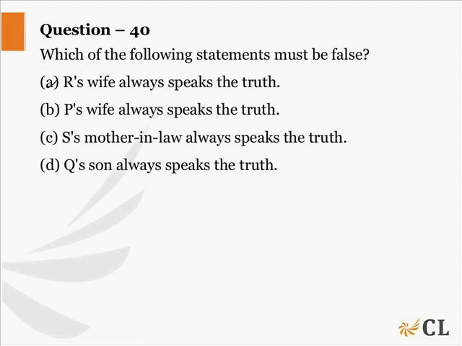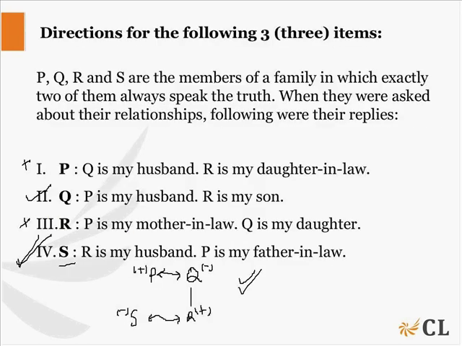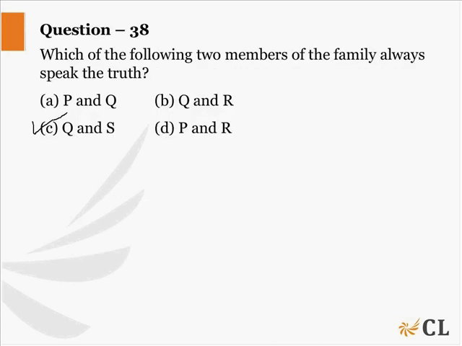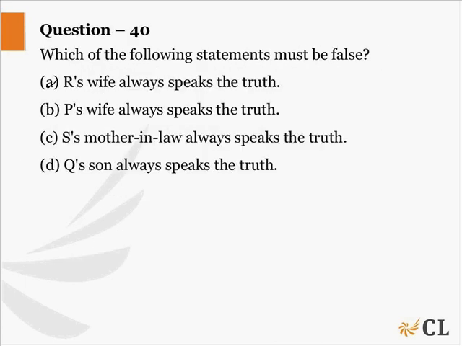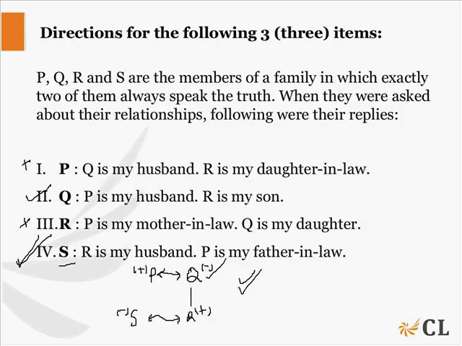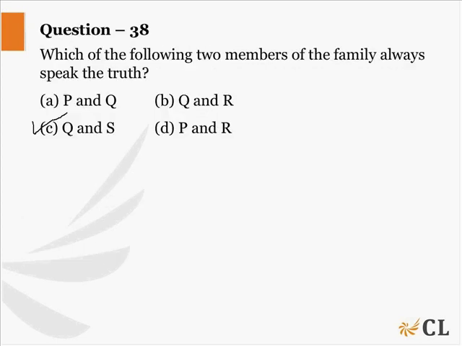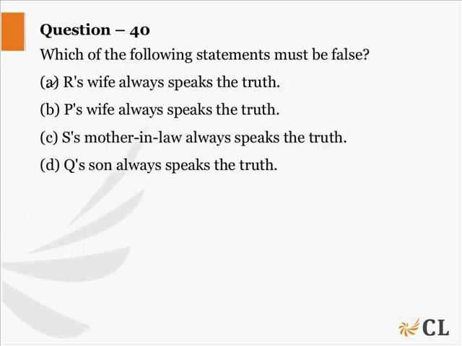Third says, S's mother-in-law always speaks the truth. S's mother-in-law is Q again. And she speaks the truth, obviously. So the third is also right. Fourth says, Q's son always speaks the truth. Who is Q's son? Q's son is R. But R is not speaking the truth. That means the fourth statement is my answer, because it is false.